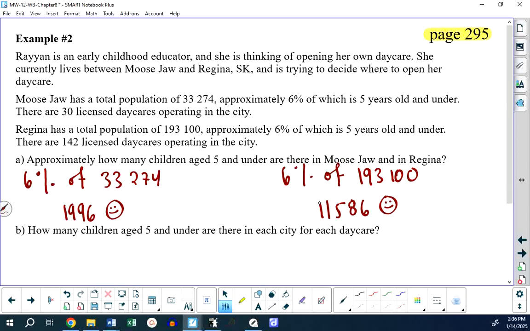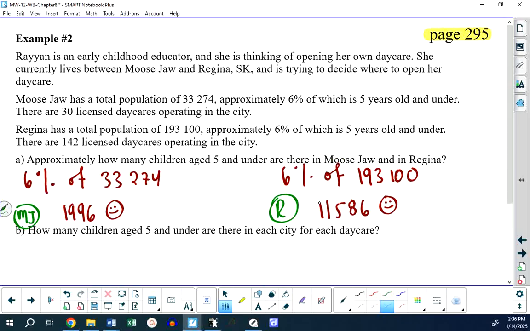So, as I already said, there's obviously a lot more people in Regina. There are a lot more of her clients in Regina. But that doesn't mean it's the best bet. Look at the next question. How many children are there in each city for each daycare? So this is Moose Jaw. And this is Regina. So how many are there in each daycare?